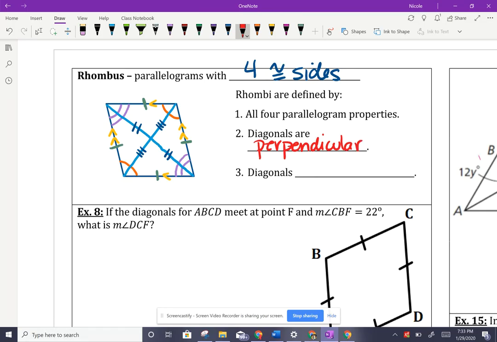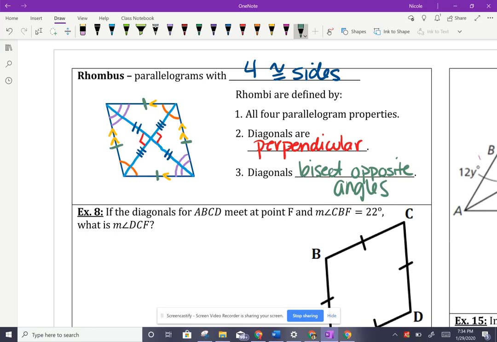Your diagonals are perpendicular, so you have right angles inside here. So now you have four right triangles to handle. As I said earlier, parallelograms, or quadrilaterals really, are full of triangles. So we're going to use these triangles to our benefit to solve for missing pieces. The other thing that they do, and it's so great, is that they bisect opposite angles. So they cut the other angles in half.